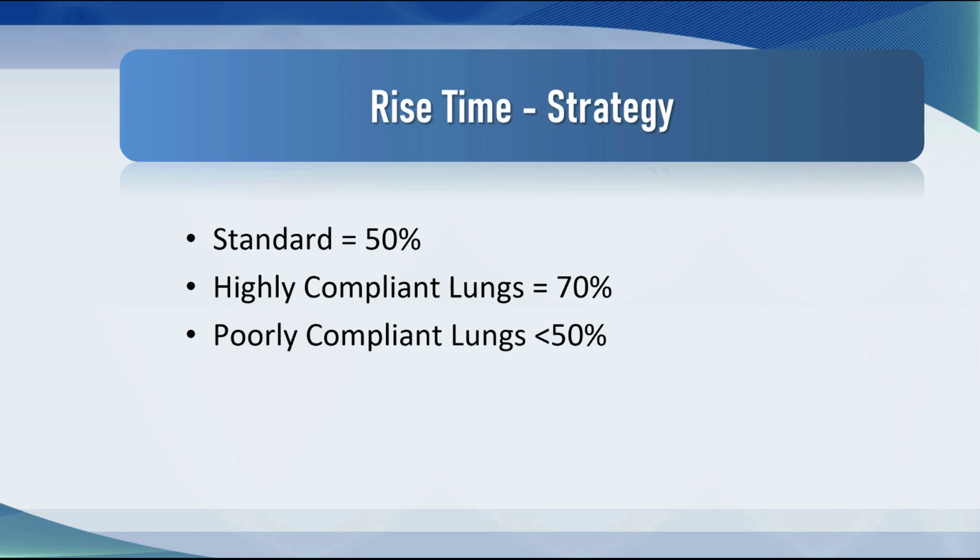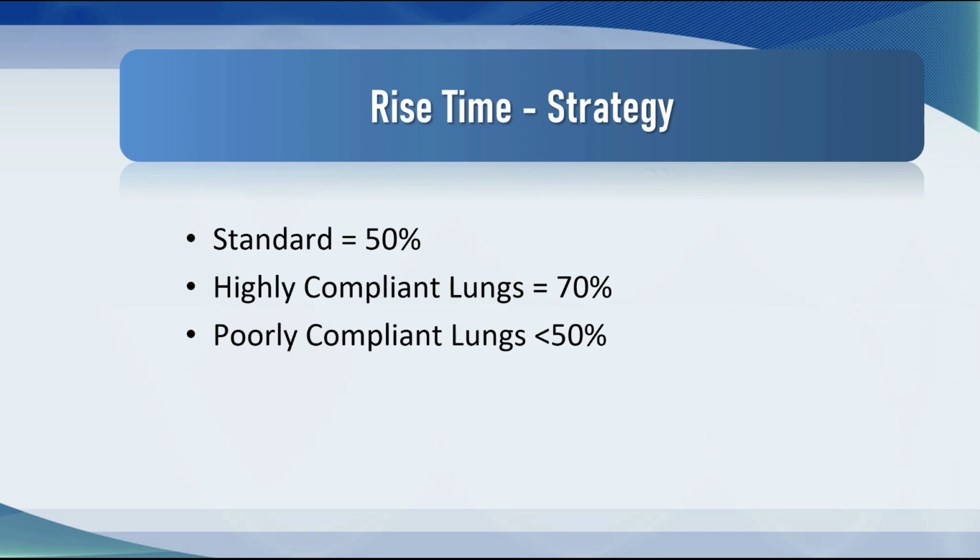Finally, you really do have to have a strategy for using the rise time. In general, 50% is perfectly fine for the vast majority of patients. You may choose a faster rise time, for example, 70%, if your patient is demanding a lot of flow, particularly in pressure support ventilation, but sometimes in pressure control. That's fine, but the lungs need to be fairly well compliant.